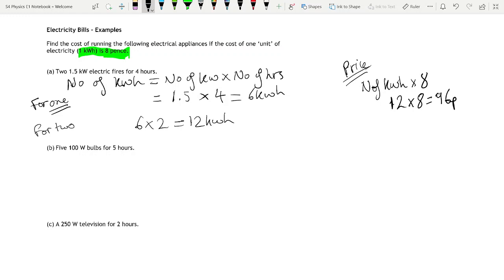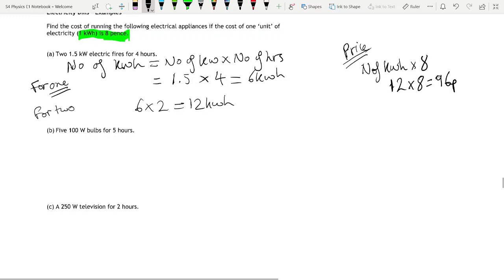So find out the number of kilowatts, times it by the number of hours. That's your number of kilowatt hours. And then you find the price. So you're doing these steps. So number of kilowatt hours, number of kilowatts times number of hours. So work that out and then times it by 8. So have a go at the other ones. I'll work through them slowly. So if you're completely confused, you can just work through them with me. But if you want to just go ahead and have a go, please do so.